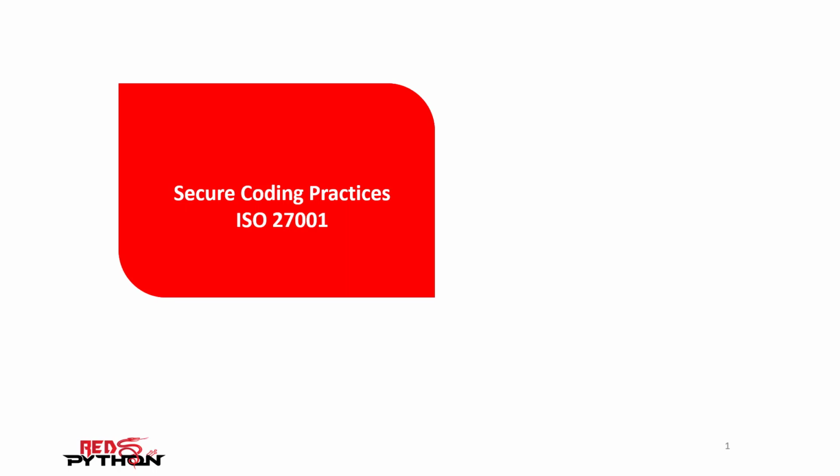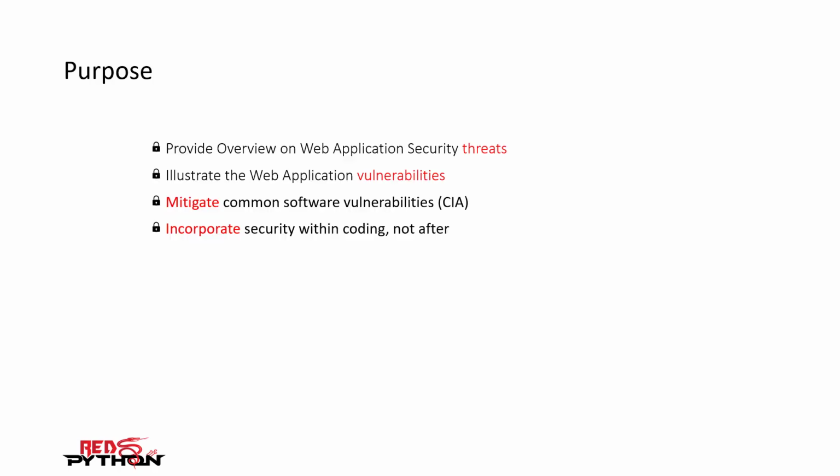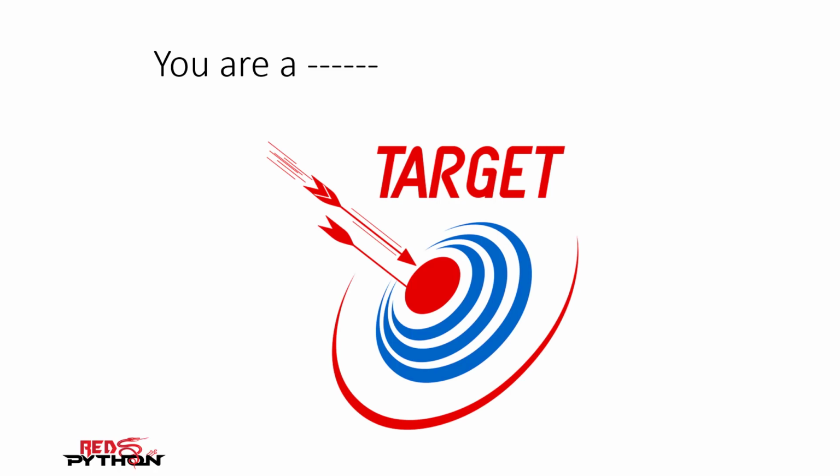In this video, we will discuss secure coding practices and best practices in alignment to ISO 27001 standard. The purpose is to provide you with an overview on the web application security threats. We'll illustrate the top vulnerabilities, we'll see how to mitigate those, and we'll come up with some conclusions. It is good to keep in mind that you are a target. Everyone, every company, every application out there in the wild over the internet is a target for attackers.